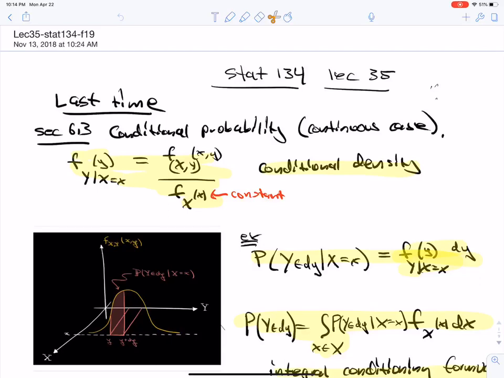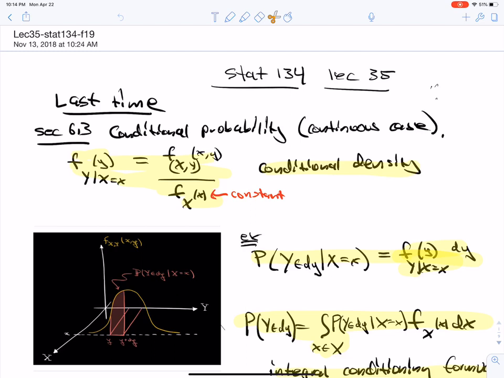Hello, it's Stat 134, Lecture 35. Last time we talked about conditional probability in the continuous case. This is section 6.3, in particular the conditional density, which has the formula shown here.